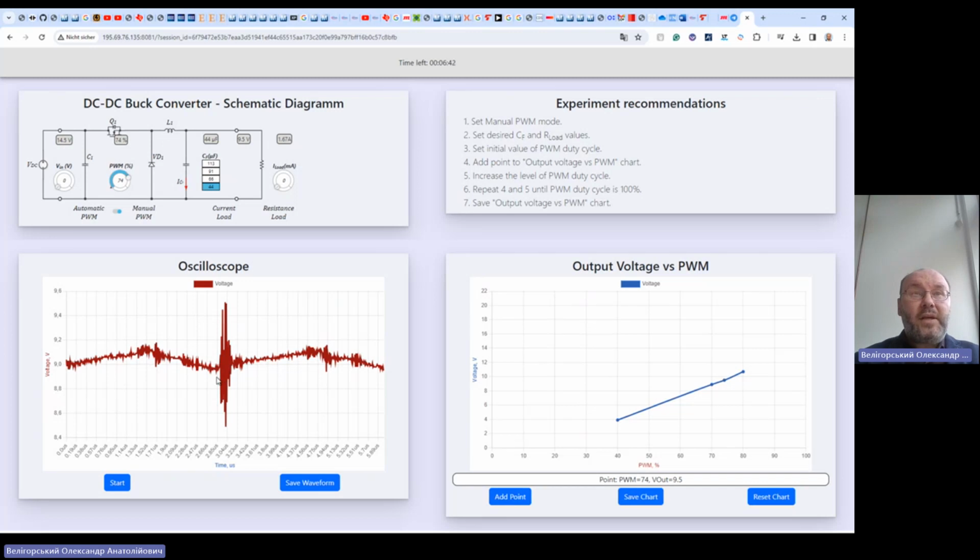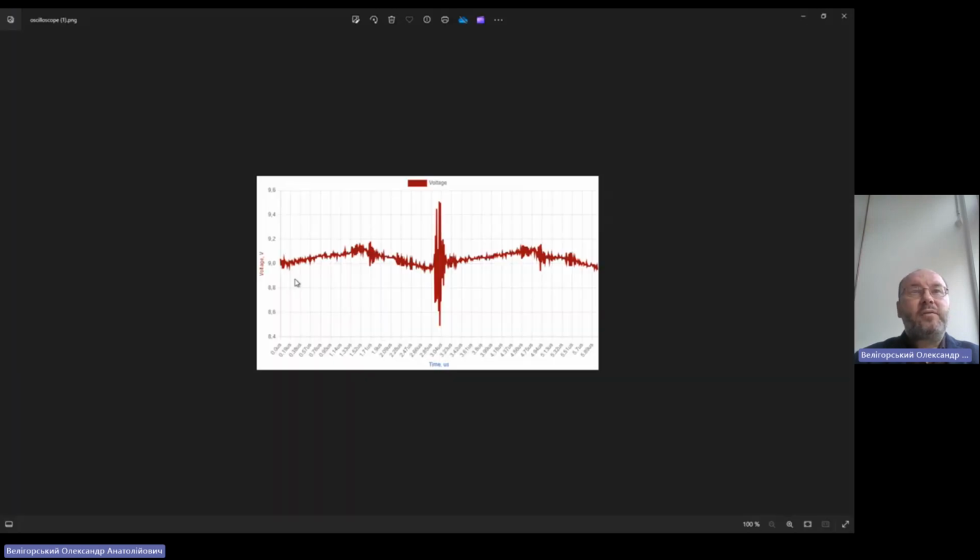It's a real behavior of such converter, and the student can analyze why this oscillation, for example, occurs, and how they can be explained in real experiment. Also, student can save this oscillogram and also analyze and investigate all these specialities after the experiment was finished.